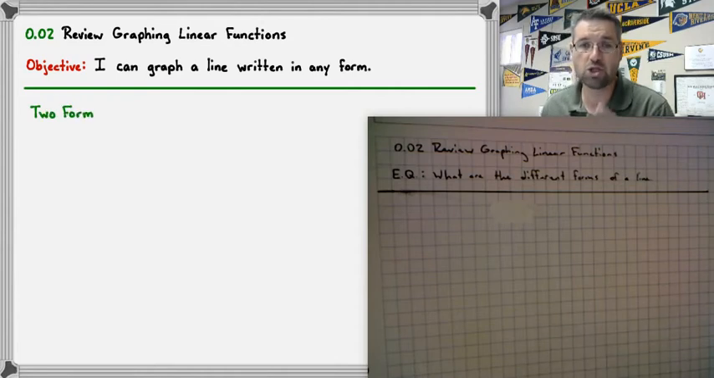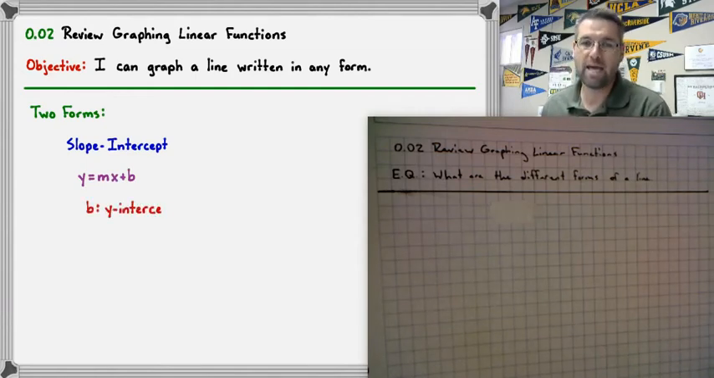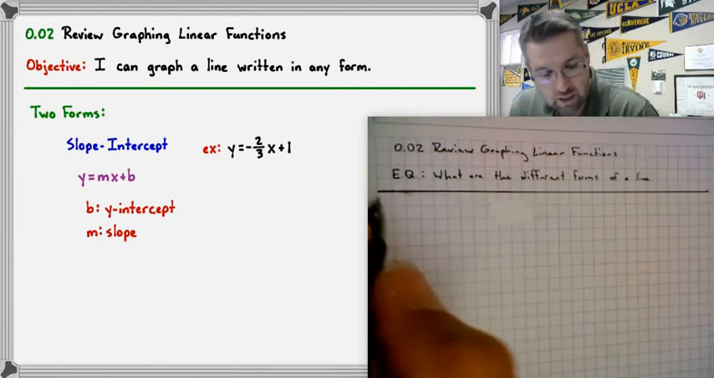Remember, I said there are two forms of a line. The first form is slope-intercept form, and that's the one you're probably more familiar with than anything else, and that is y equals mx plus b. We know that the b is the y-intercept and that the m is the slope, okay? So if I give you an example of this, y equals negative 2/3 x plus 1, we would want to identify all the two key features here, okay?